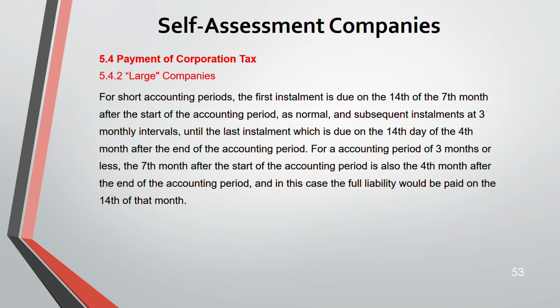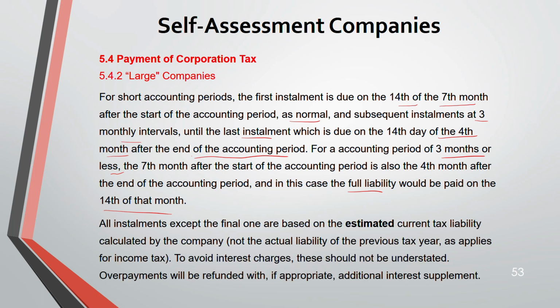Now, for a short accounting period, the first installment is due on the 14th of the 7th month after the start of the accounting period, as normal. That's what we have done. Subsequent installments are at 3-month intervals until the last installment, which is due on the 14th of the 4th month after the end of the accounting period. So for an accounting period of, let's say, 3 months or less, the 7th month after the start of the accounting period is also the 4th month after the end of the accounting period. In this case, the full liability would be paid on the 14th of that month. If you're not understanding all these months, don't worry. With questions, you will understand.